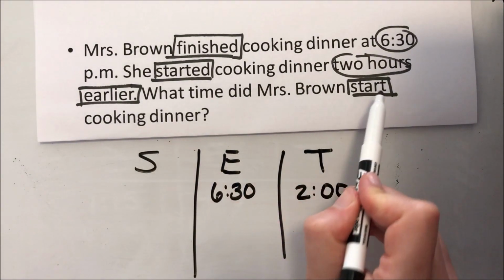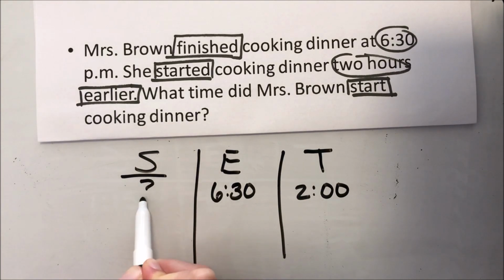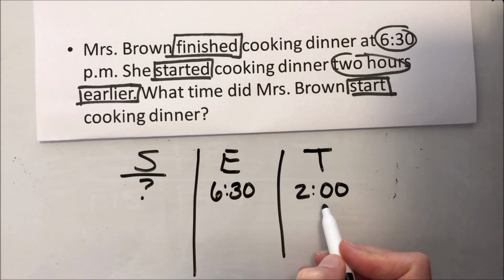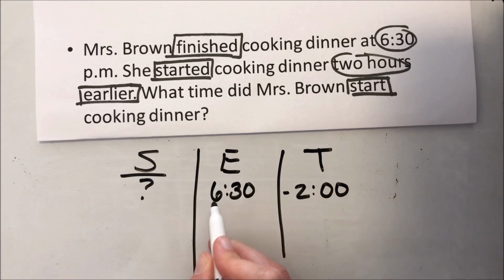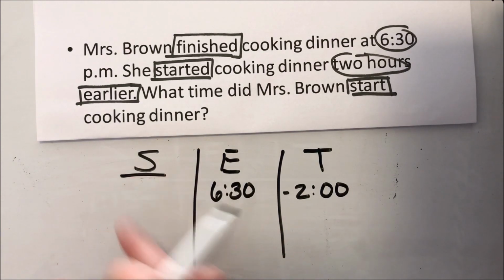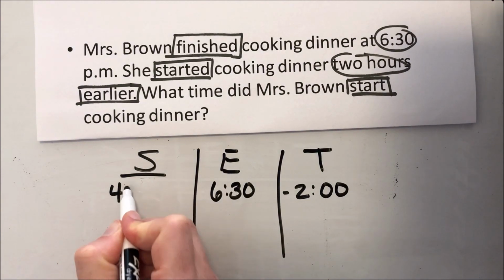What time did Mrs. Brown start cooking dinner? Well, I know this has to be a time earlier than 6:30 because that's when I finished cooking and I spent 2 hours on it. So I need to do 2 hours before 6:30. Well, 1 hour before 6:30 is 5:30, so 2 hours would be 4:30.